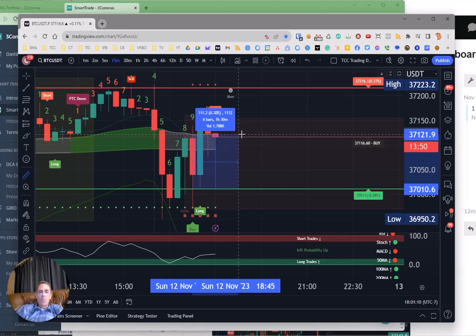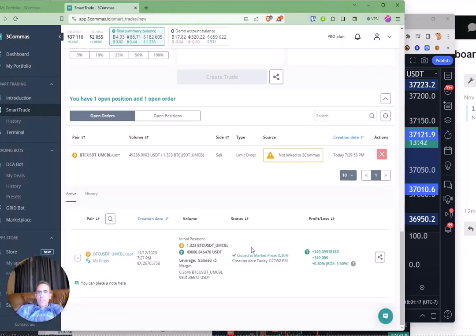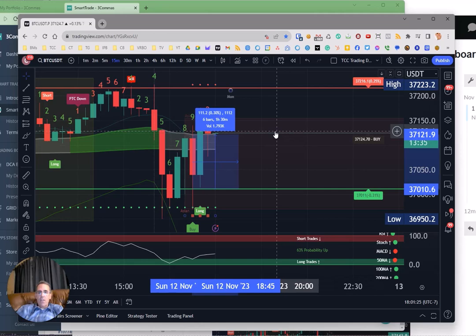And so it's a super easy trade. I just set my sell at 37,121, and with 5x leverage, I made a quick $149 in profit. So that's how I took that trade, guys.